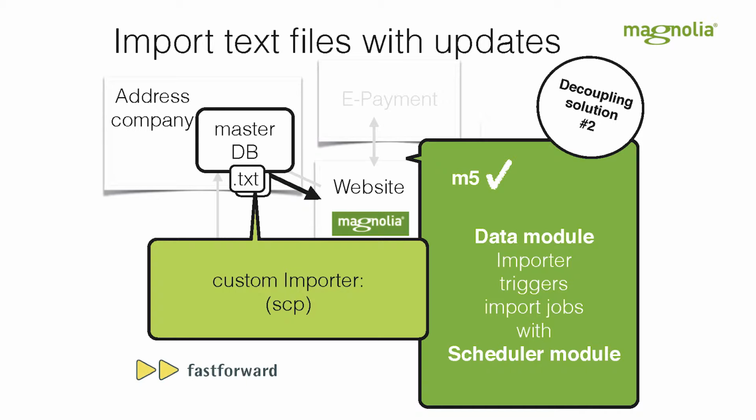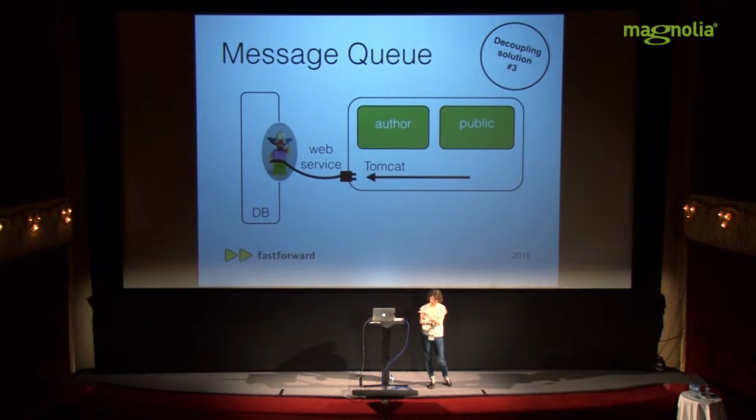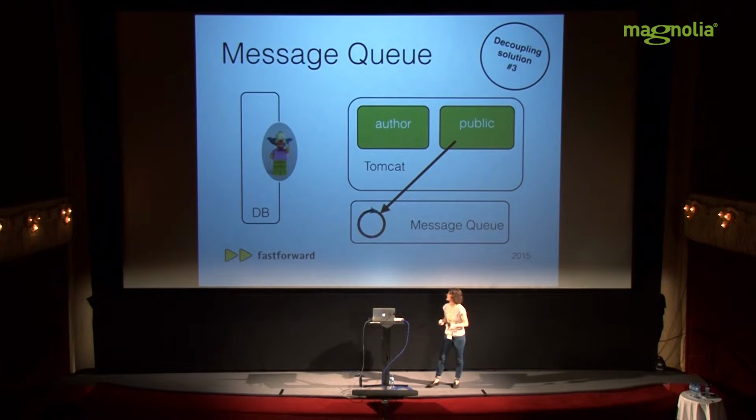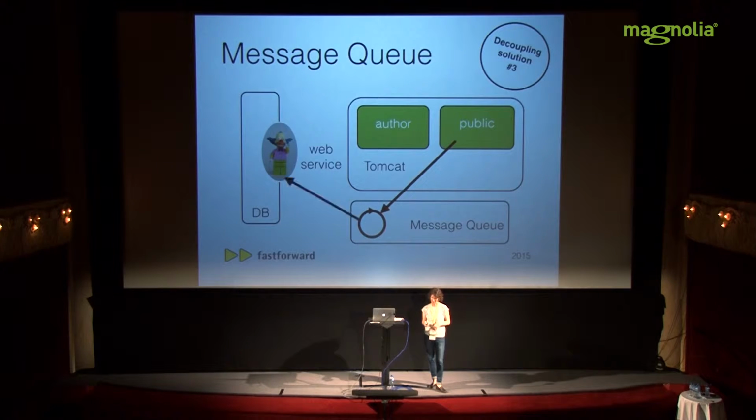Decoupling solution number 3 is, instead of sending the orders straight to the web service, that may go away at any time, we added a message queue and are sending the messages to the message queue first, where they can safely wait until the web service is available to receive the messages again.